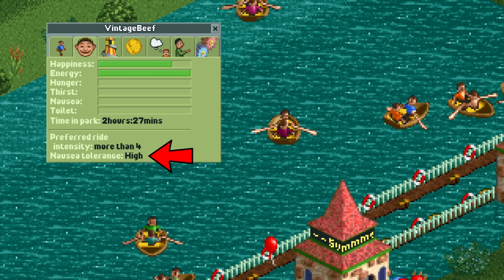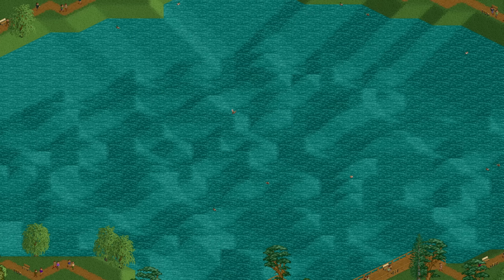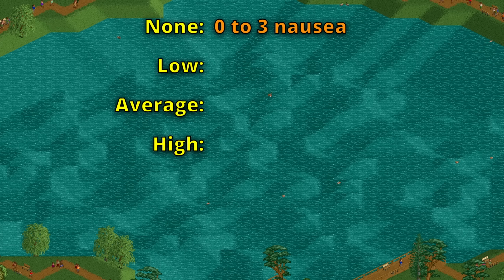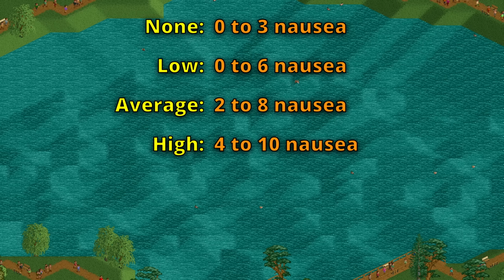There's also a nausea check that works in a similar way. First we need to know what the words that describe the nausea tolerance actually mean. There are 4 of them: none, low, average and high, and they really just stand for ranges, similar to the intensity. None means between 0 and 3, low means between 0 and 6, average is between 2 and 8, and high is between 4 and 10.